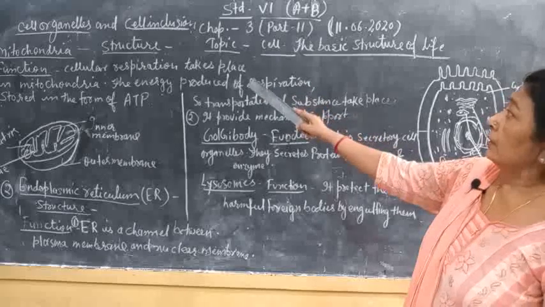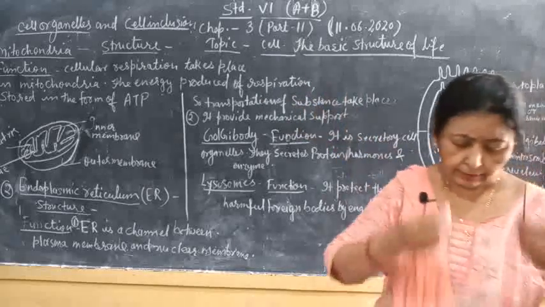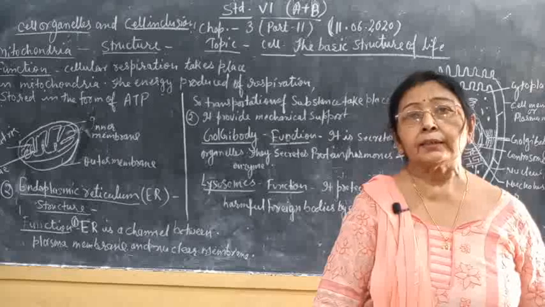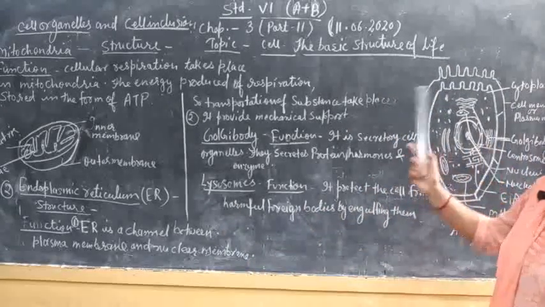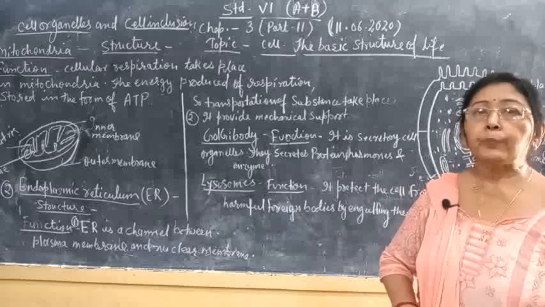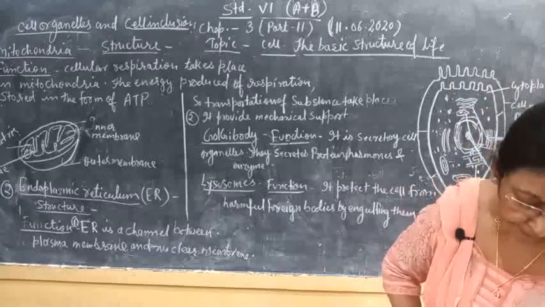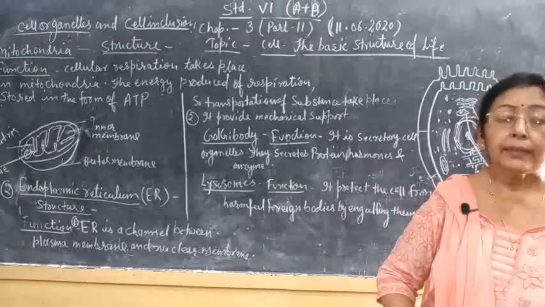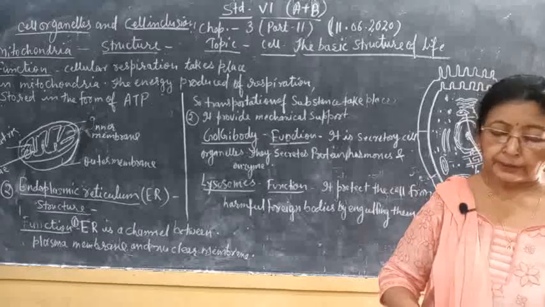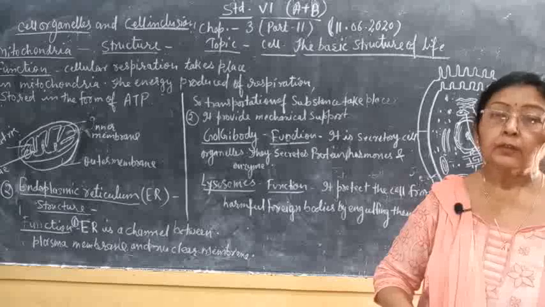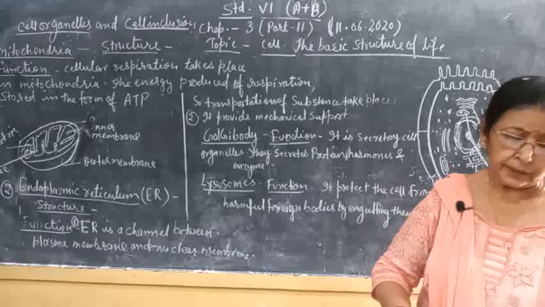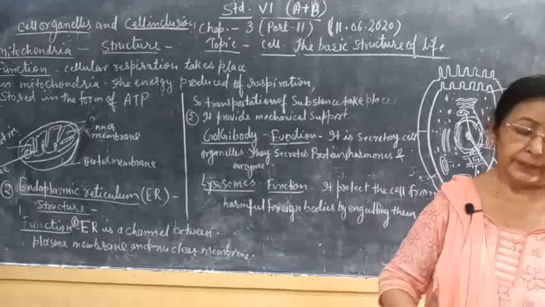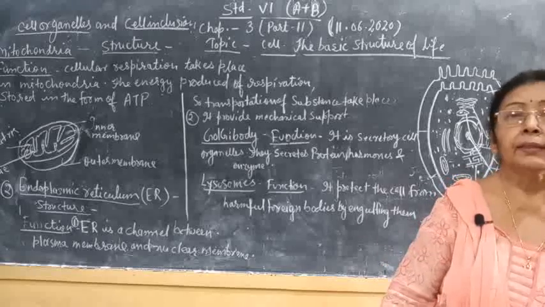But cell inclusions are non-living and are present either in the cytoplasm or in vacuoles in plant cells. In plant cells, they are present in the form of starch, protein and waste materials like gum, mucilage, etc. In animal cells, they are present in the form of fat droplets, pigments and granules.